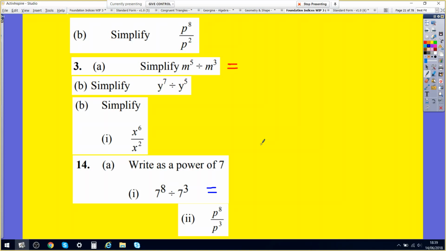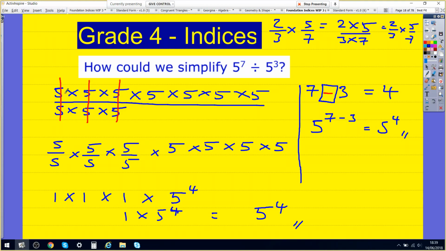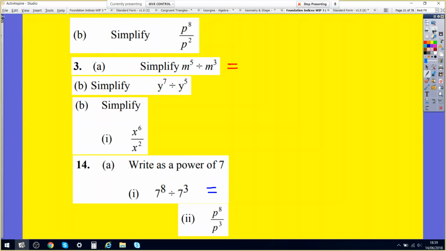So the quick way to do these, you could write 8 7s on the top and then 3 7s on the bottom and cancel them out, cancel out the 3 and count whoever is left. But in general, you copy the base, so 5, and subtract the powers. 7 take away 3 gives you 4. So 7 to the 8 divided by 7 to the 3. 7 to the 8 divided by 3.